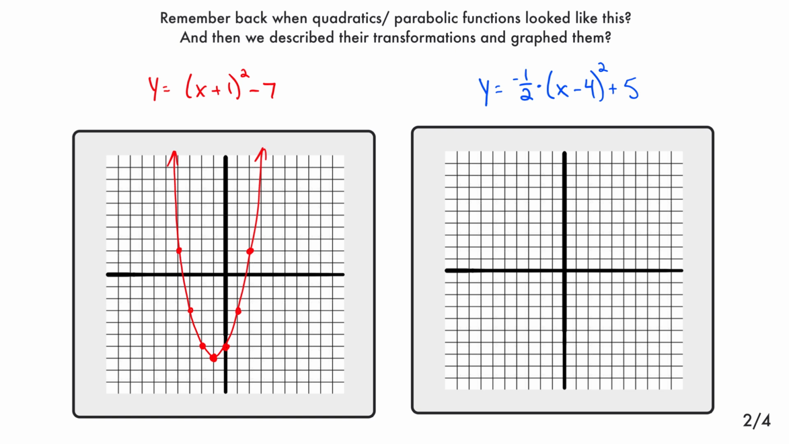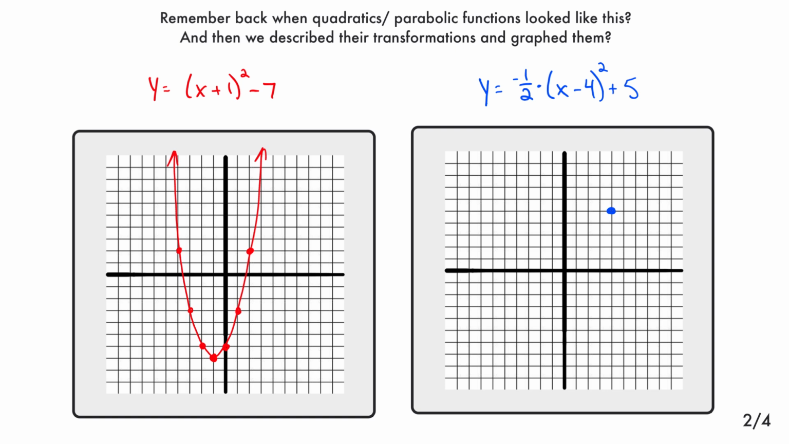It looks more complex, but it's still the same process because we have y equals negative 1/2 times the quantity of x minus 4 quantity squared plus 5. I know the x minus 4 means I'm going to be shifted right 4. I know the plus 5 at the very end means I'm going to go up 5. So right 1, 2, 3, 4, up 1, 2, 3, 4, 5, which takes me to right here.